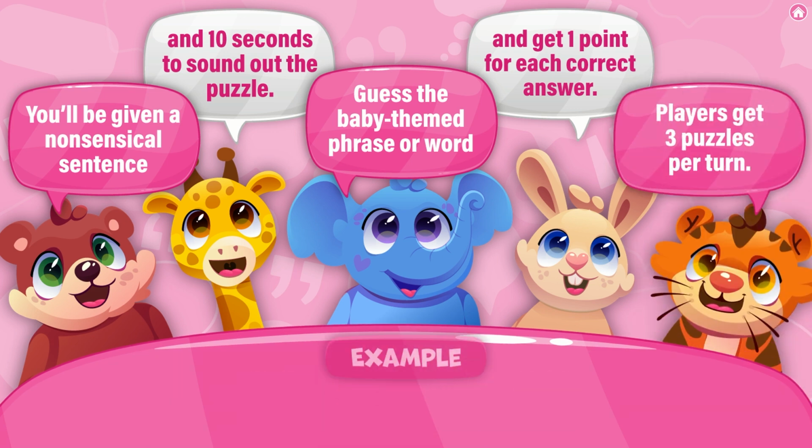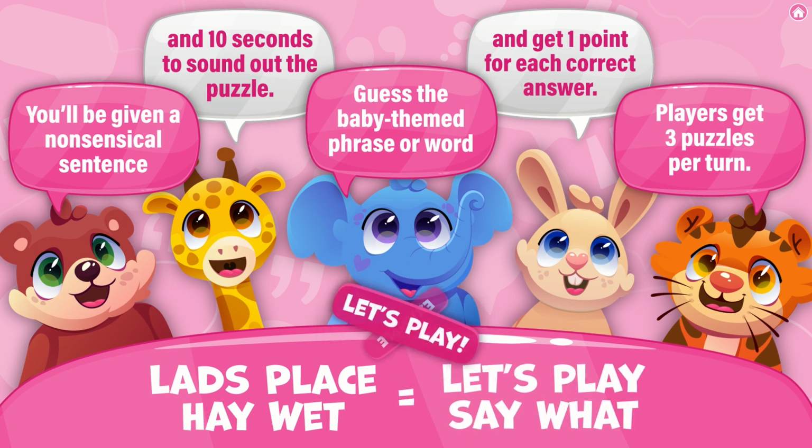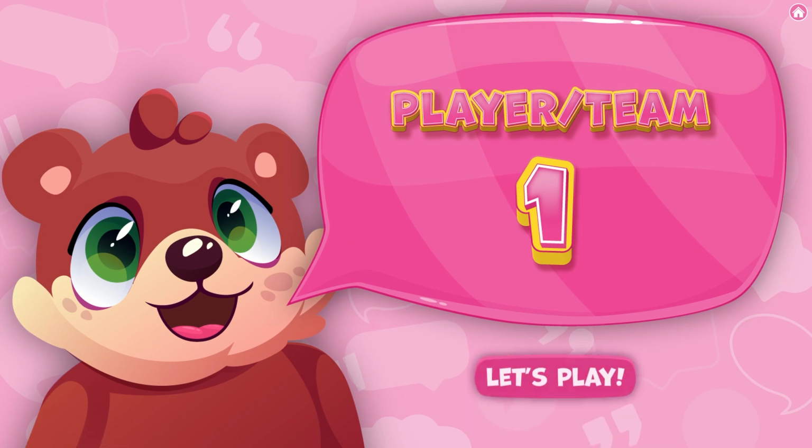If you're playing with 5, 4, or 2 teams, then each team will be given 3 puzzles per turn. If you're playing with 3 teams, then each team will be given 4 puzzles per turn to keep the puzzle count even. The instructions also share an example to give players an idea of how the game is played. Once you've gone over the instructions, click Let's Play to begin. Team 1 will be up first, so click Let's Play when they are ready to start.